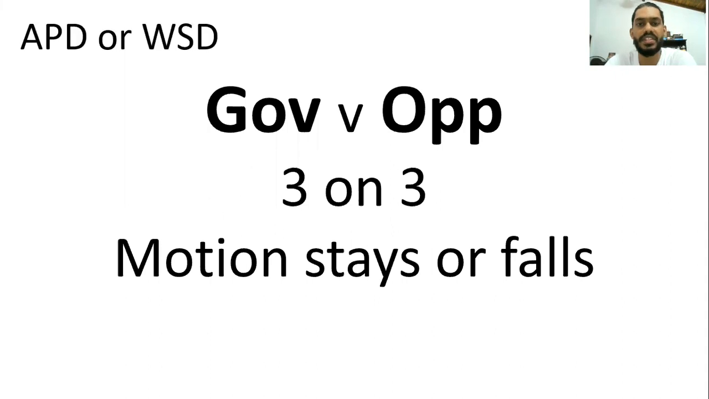Basically, it's a debate between the government and the opposition, 3-on-3. The government gets 3 speeches plus the reply speech. Opposition gets 3 speeches plus the reply speech. And basically, it's a matter of whether the motion stays or falls. The concern of the adjudicators is to determine whether the motion stays or falls. If the government wins, the motion stays. If the opposition wins, the motion falls. I believe that you are already aware of that.